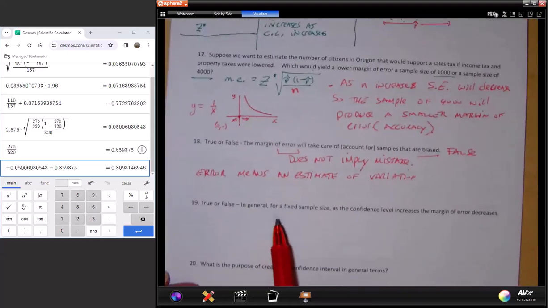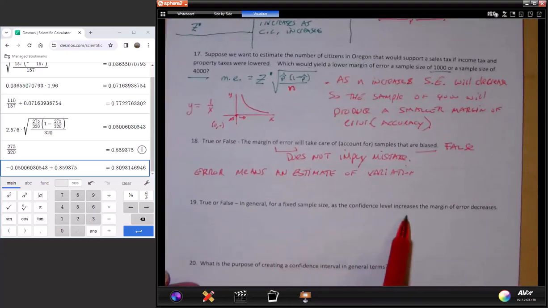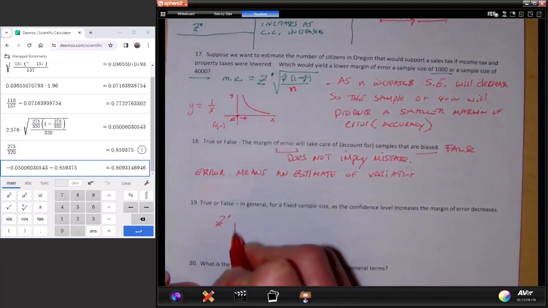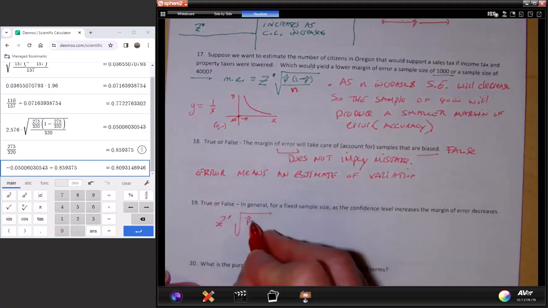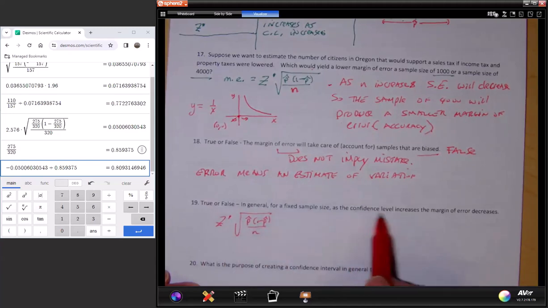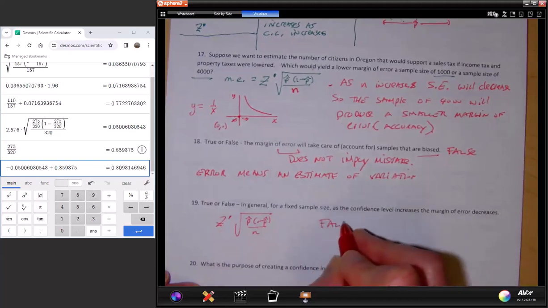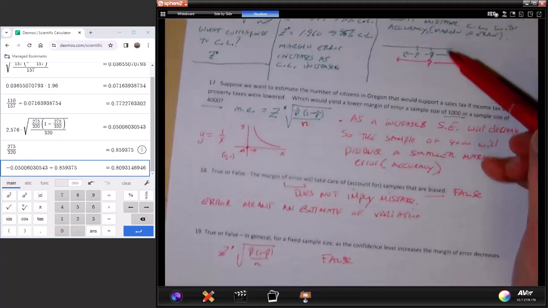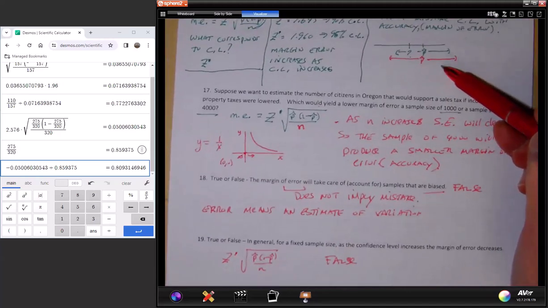True or false? In general, for a fixed sample size, as the confidence level increases, the margin of error decreases. Oh, I think this whole idea in general for a fixed sample size. So again, let's think about this. We're fixing this. Again, we're going to fix this, not moving, as the confidence level increases. As this goes up, the margin of error decreases. Again, false. We just showed that. It's the exact opposite. As this goes up, the margin of error will go up.